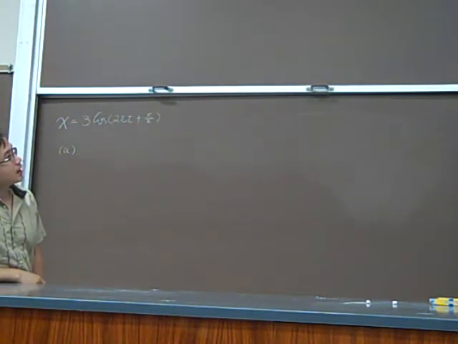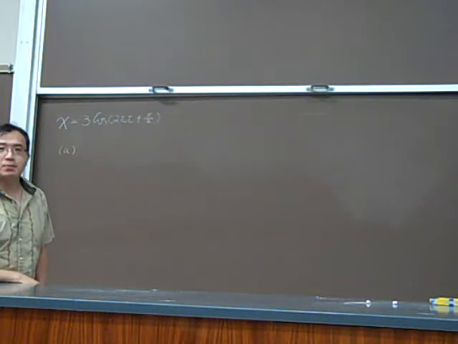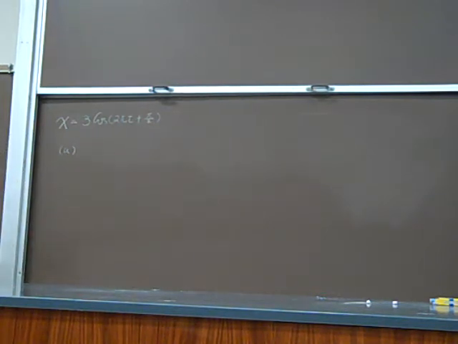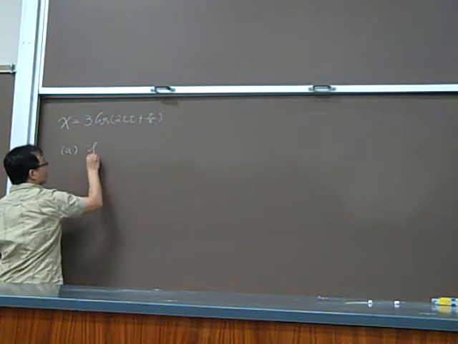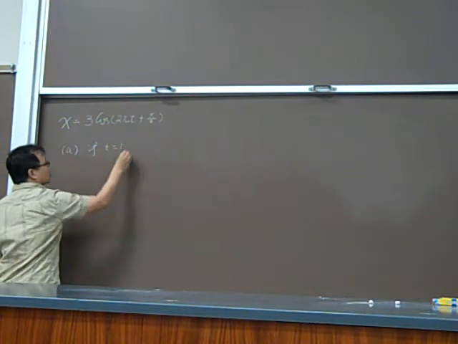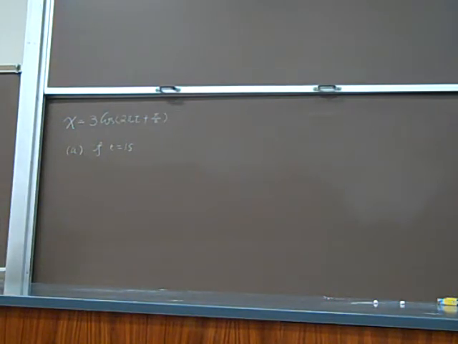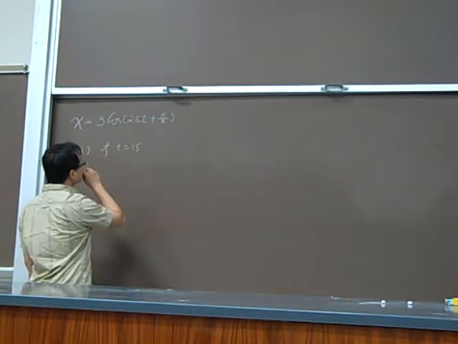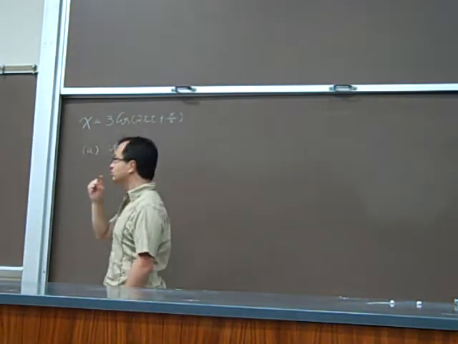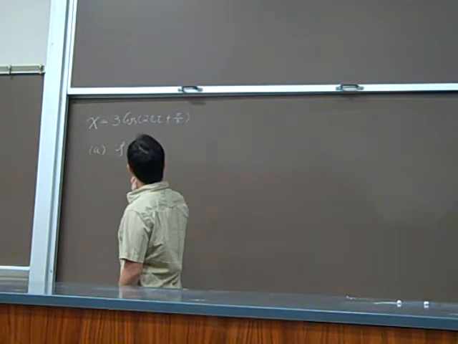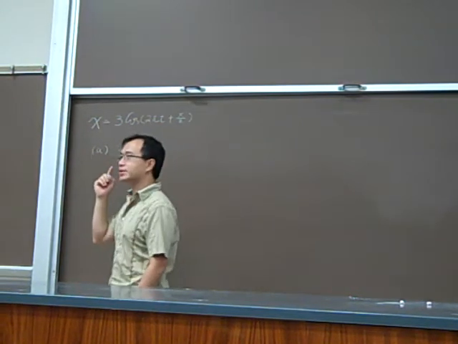What is the displacement at t equals 1 second? Okay, what's that? Can you give me the number? 0. T equals 1 second. How do you get 0?